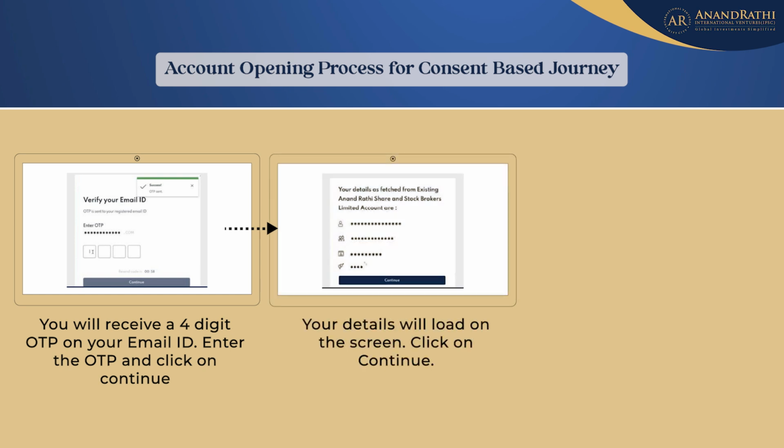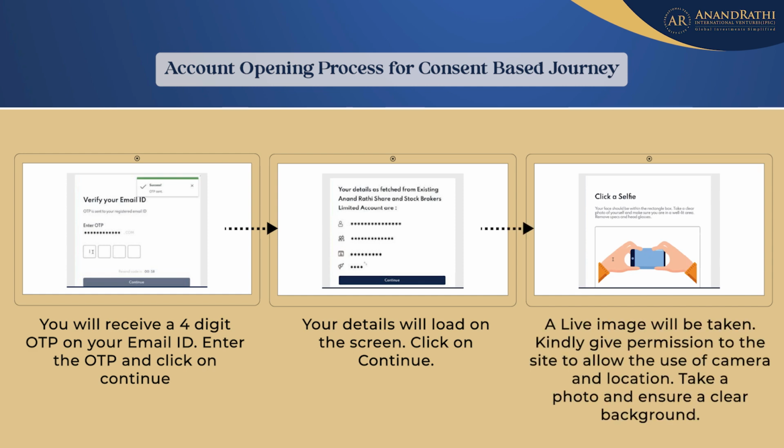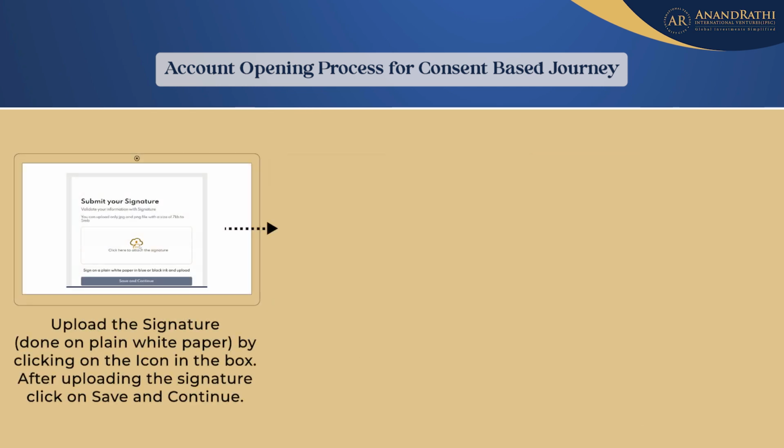Your details will load on the screen. Click on Continue. A live image will be taken. Kindly give permission to the site to allow the use of camera and location. Take a clear photo and ensure a clear background. Upload the signature, which should be done on plain white paper and by clicking on the icon in the box. After uploading the signature, click on Save and Continue.